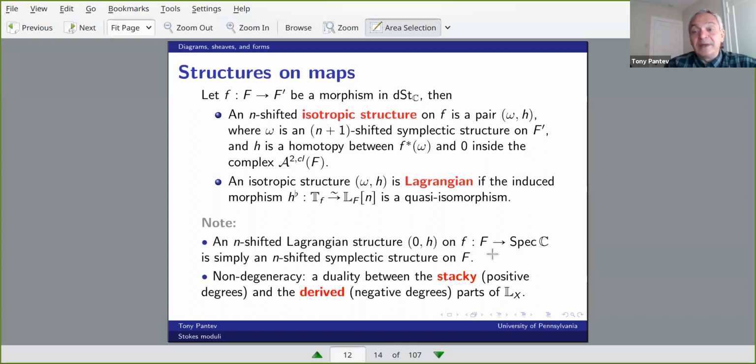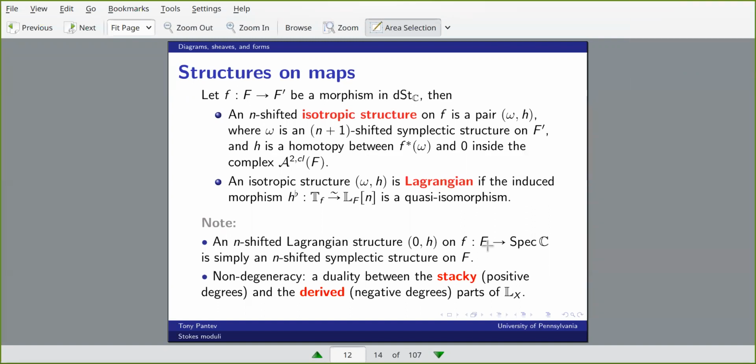And if you look at the Lagrangian structure on that map, that's the same as a shifted symplectic structure on the source with a shift one less. So there is a slight ambiguity on how you want to build your theory, but it's actually convenient to talk about both of them at the same time, and just remember that one of the notions actually does reconstruct the other.